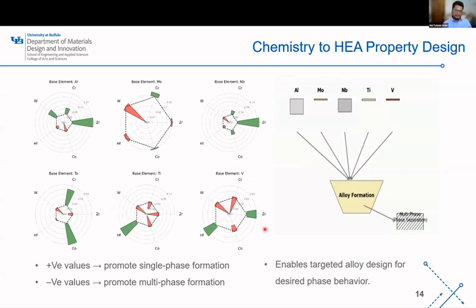Lastly, we looked at phase prediction based on chemical compositions. So we analyzed how each element affects phase formation and quantified their effect on either single or multi-phase promotion. In the figure on the left side, if the value is positive, that promotes the single phase, and if negative, it promotes multi-phase formation. By using this analysis, we can intentionally design alloys with the phase structure that we want. And as you can see, changing the amount of different elements can change the phase in the alloy, either single or multi-phase.